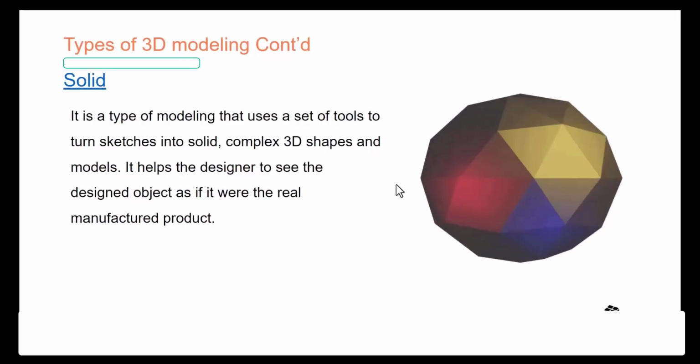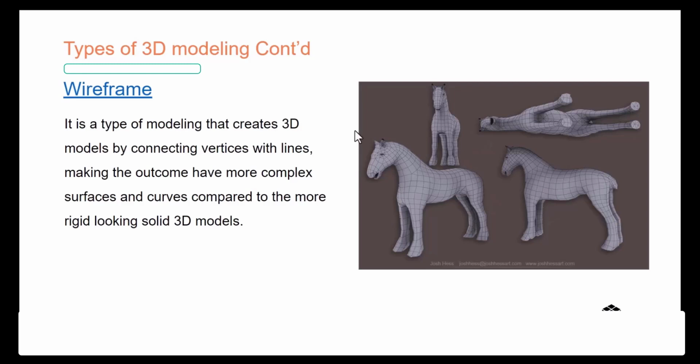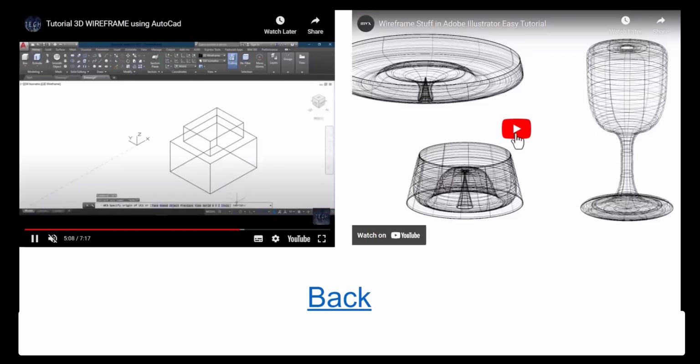Next up is the wireframe. With wireframe modeling, the designer connects lines, in the form of wires, to form the outlook of whatever he's trying to design. This one takes into consideration the contours and the surfaces of what is being designed. This is less complex compared to solid modeling. Let's take a quick look at a wireframe model.